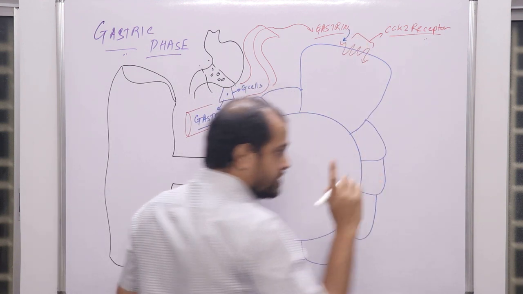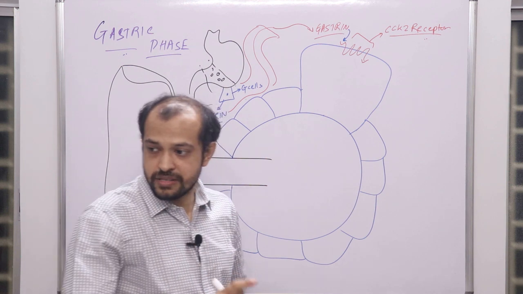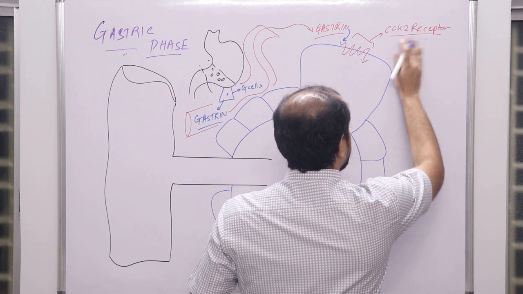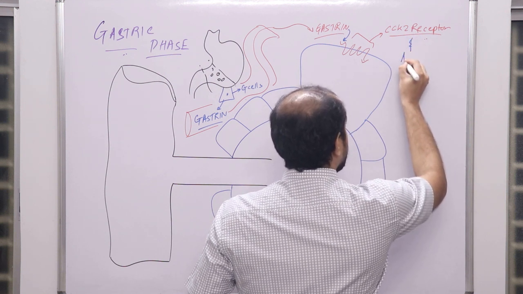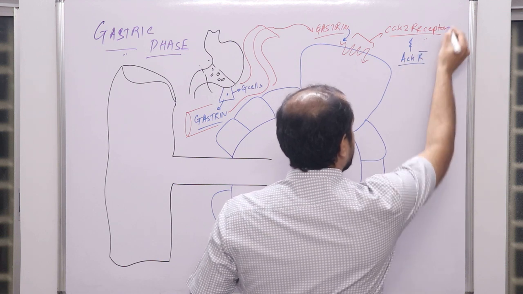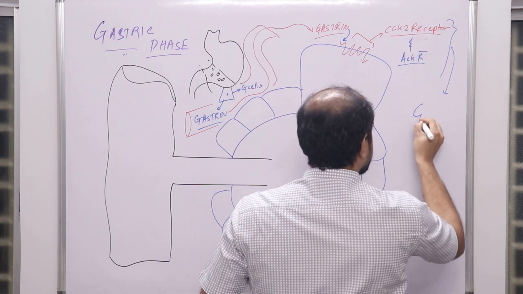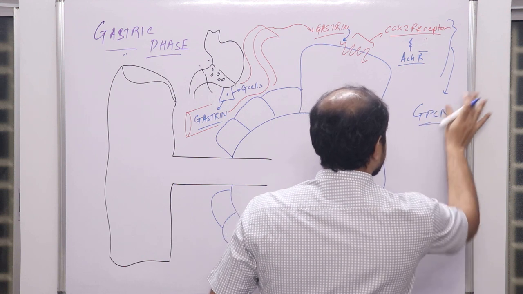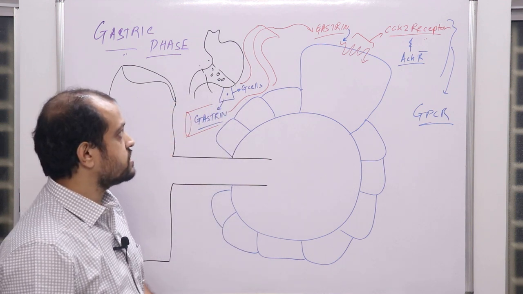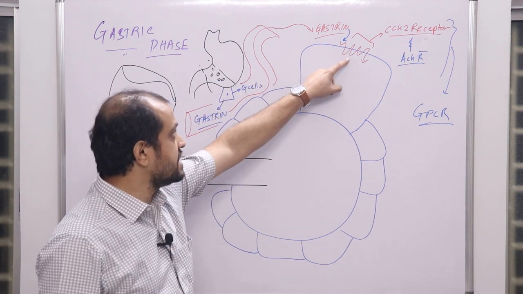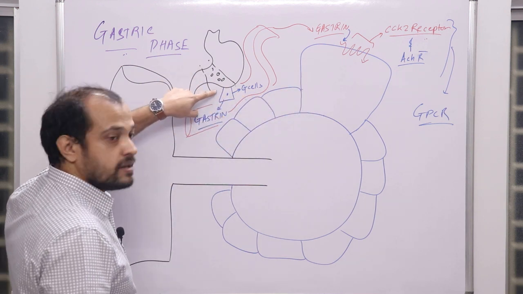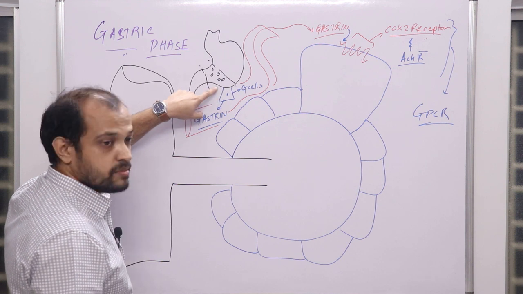Now, there is a very much similarity between the acetylcholine receptor and the gastrin receptor. Why? Because CCK2 and acetylcholine receptor both are GPCR. Clear? That's it. So the first point we need to understand is that gastrin acts on CCK2 receptor when it is secreted by G cells of the stomach, and G cells are present in the antrum of the stomach.